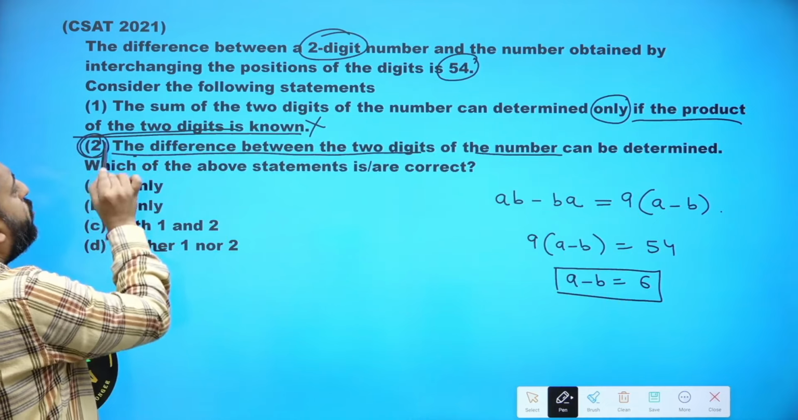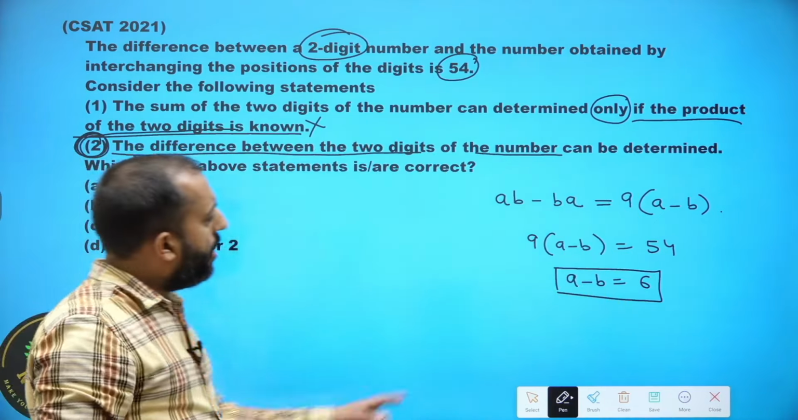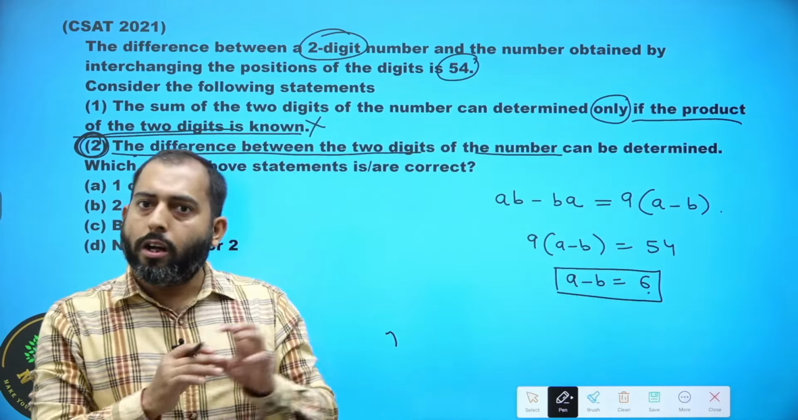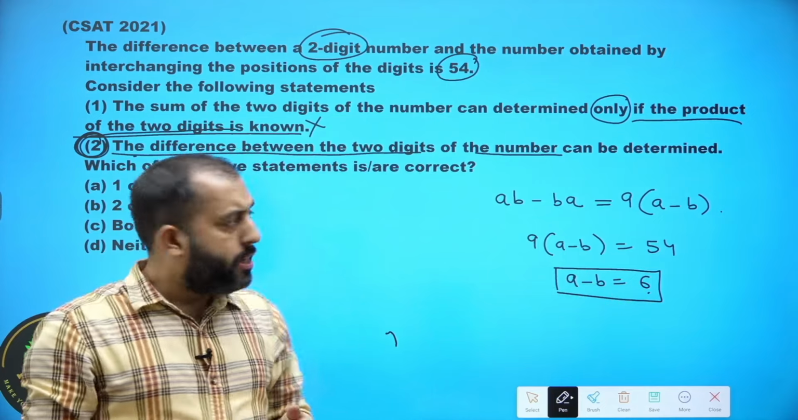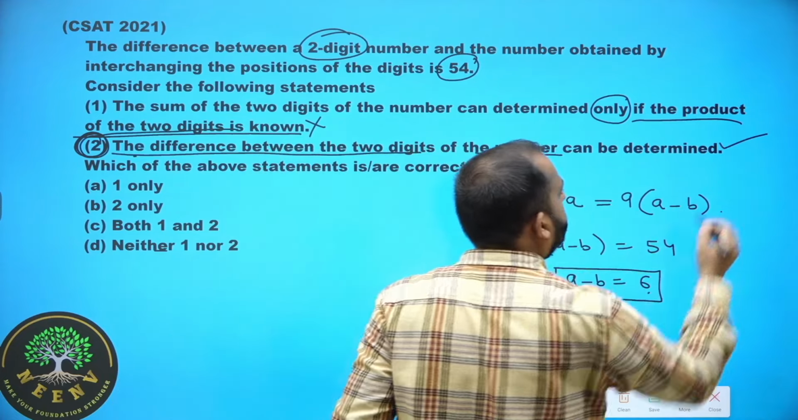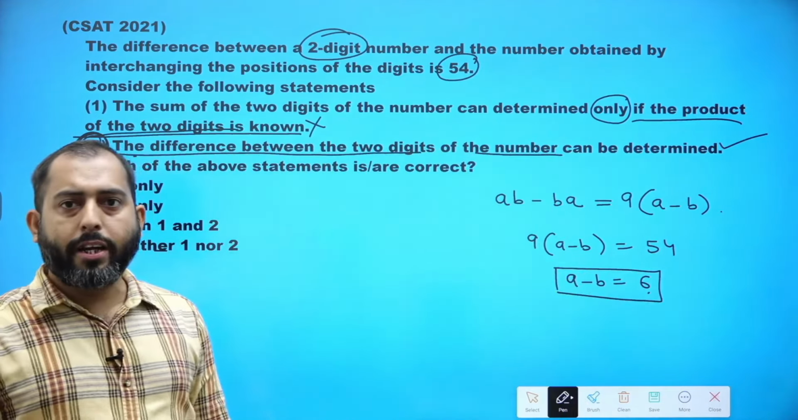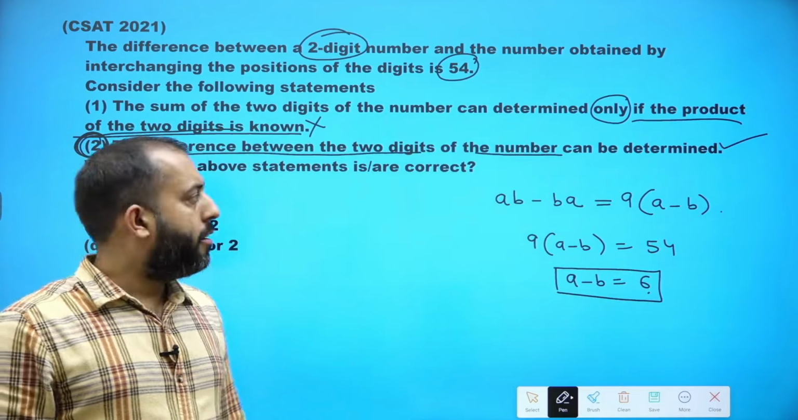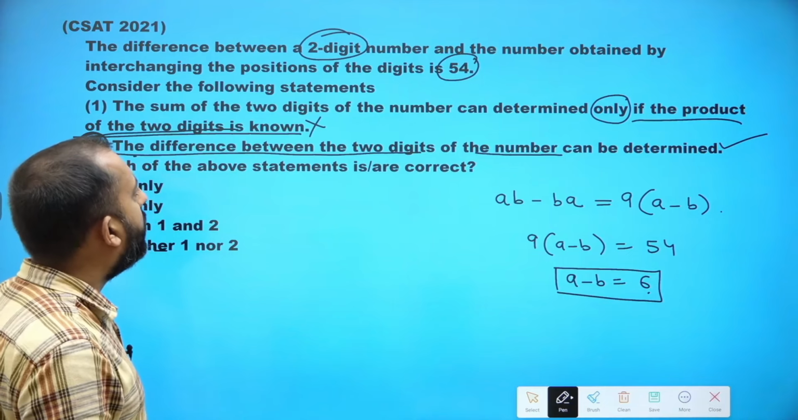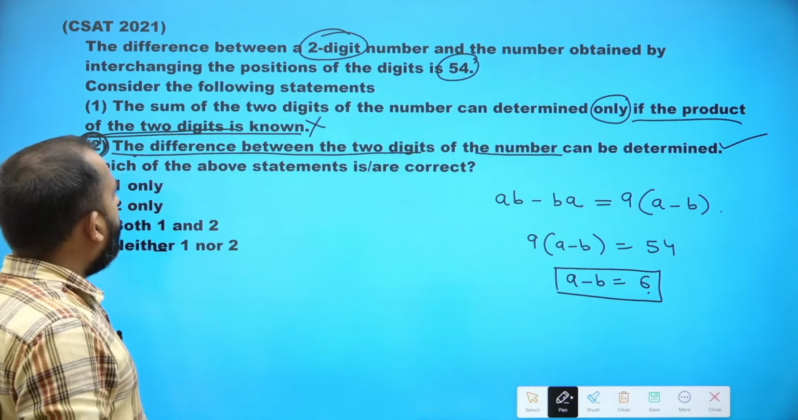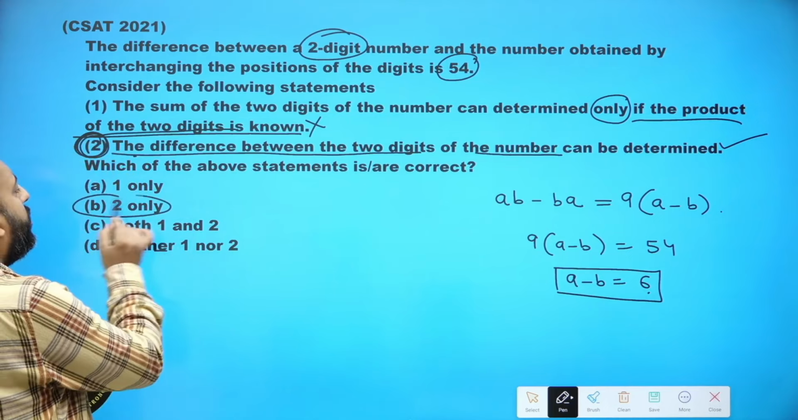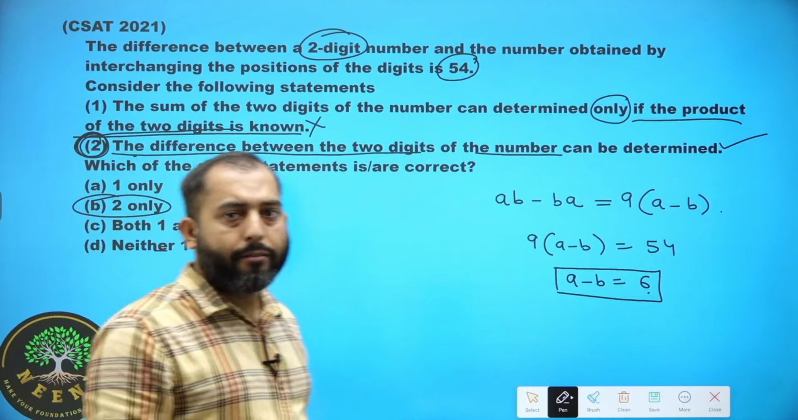Now, the difference between the two digits of the number can be determined. So statement 2 is absolutely correct. See, the difference of the two digits we have calculated already. So statement 2 is absolutely correct. So I can see option B is the only choice that we have.